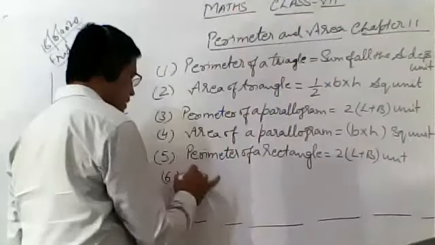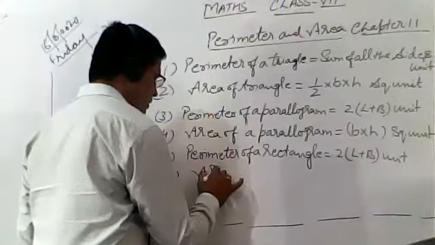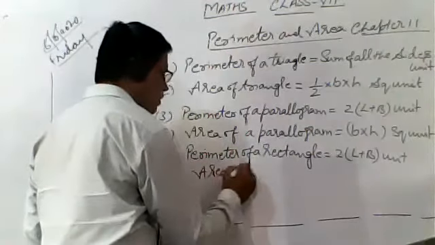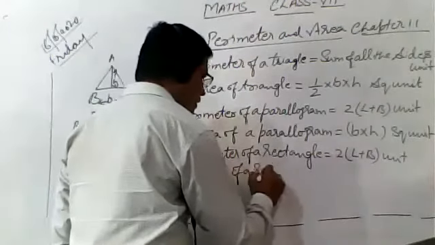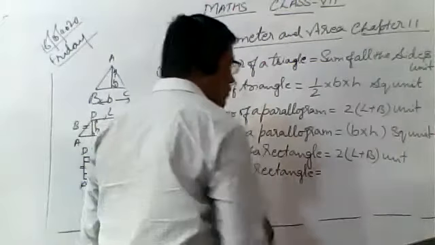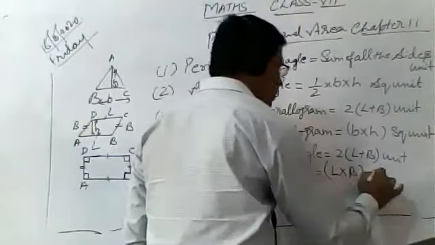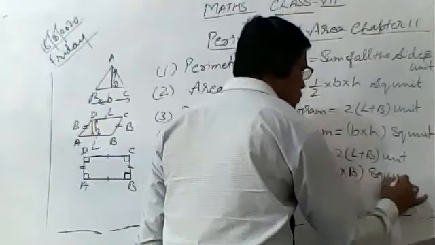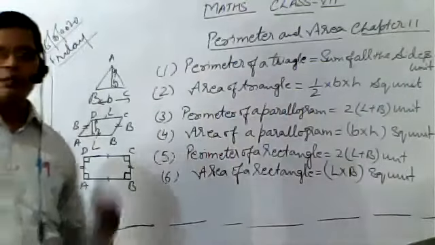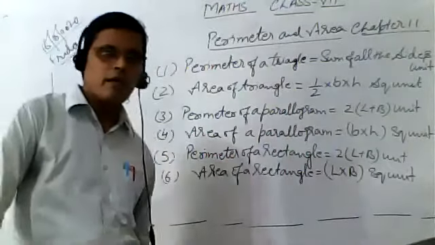And sixth, area of a rectangle is equal to length into breadth, and unit always comes as square unit. If it is centimeter, you write centimeter square. If it is meter, you write meter square.